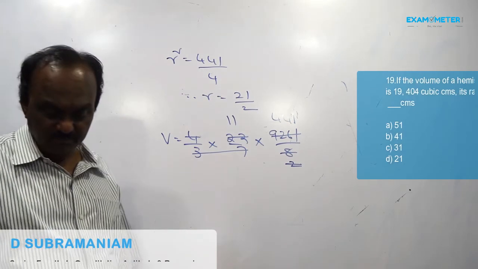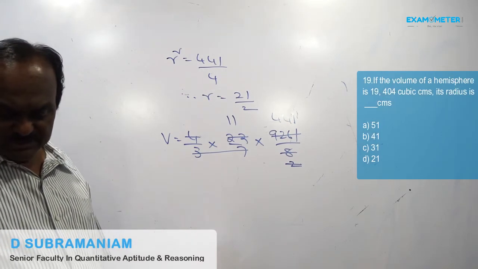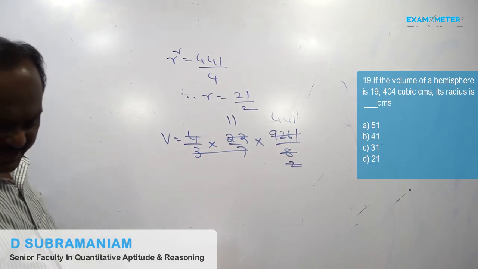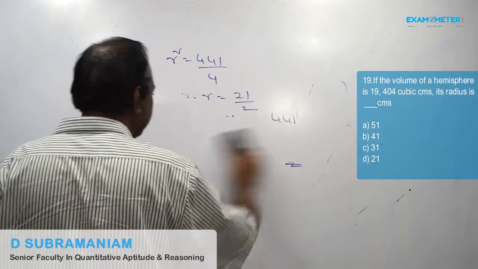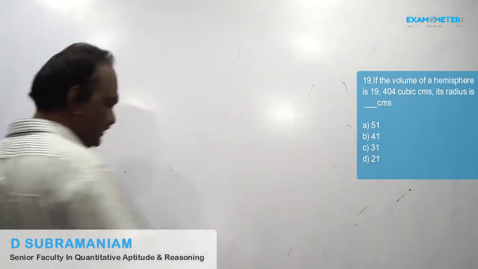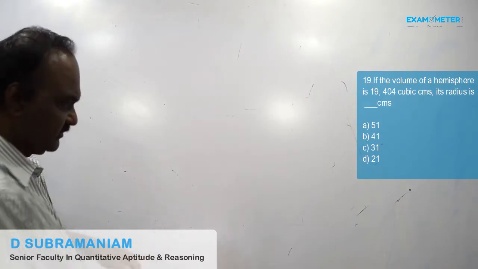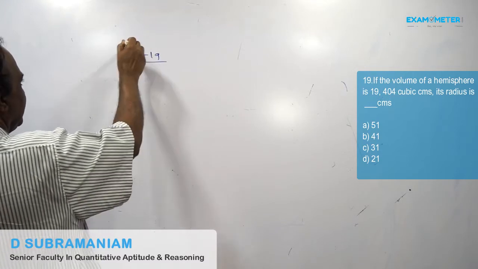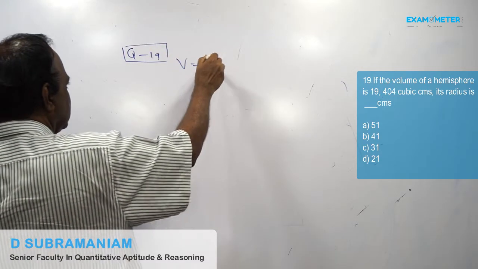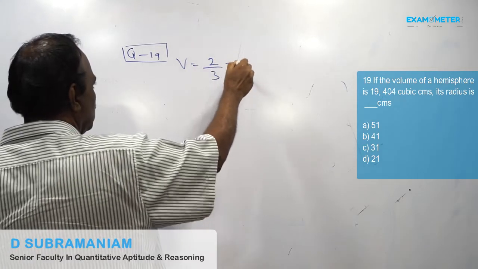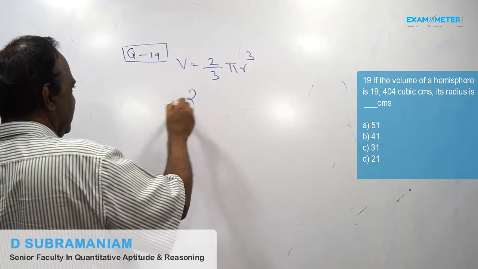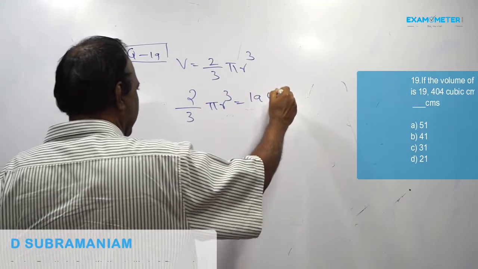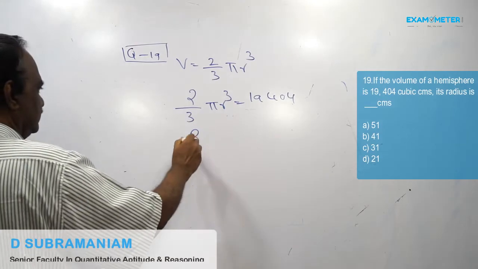Question number 19. If the volume of a hemisphere is 19,404 cubic centimeters, its radius is how many centimeters? Volume of a hemisphere. Volume is equal to 2 by 3 pi r cube. This is given as 19,404.